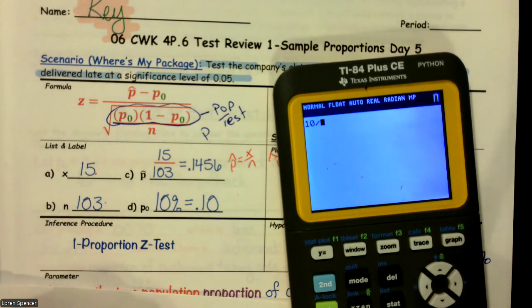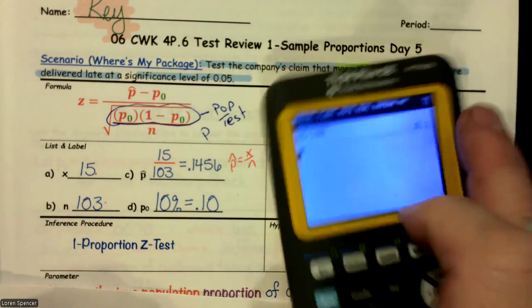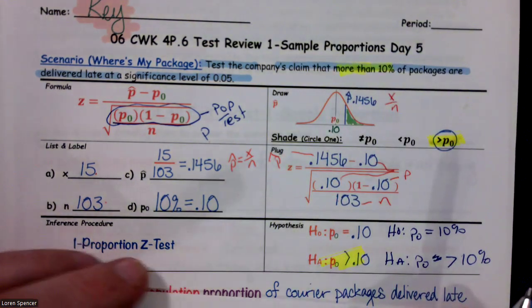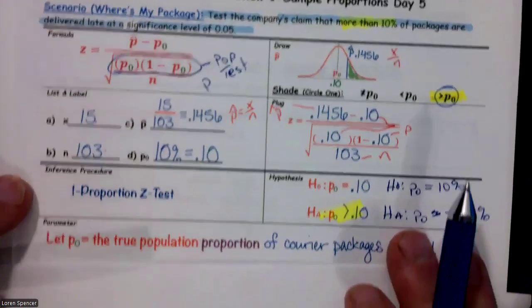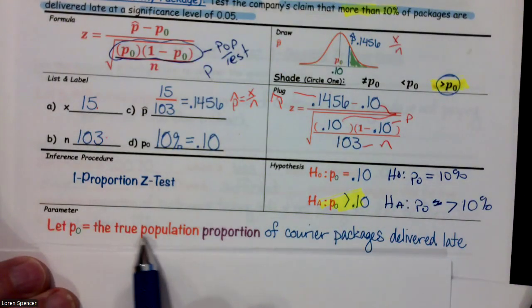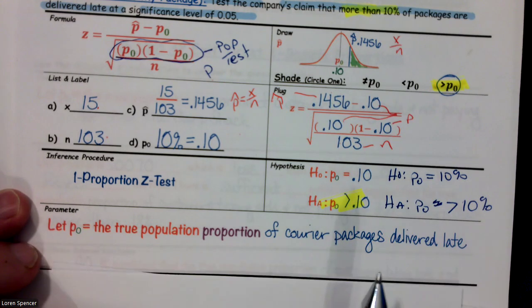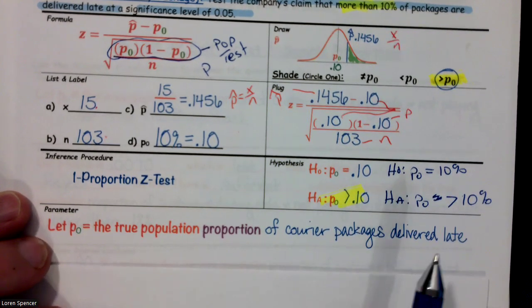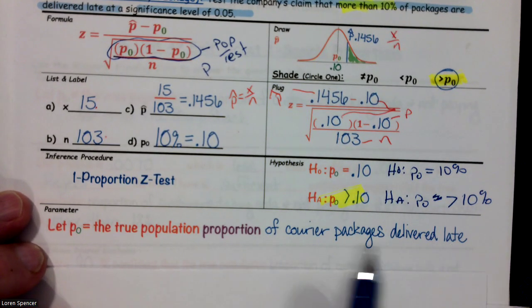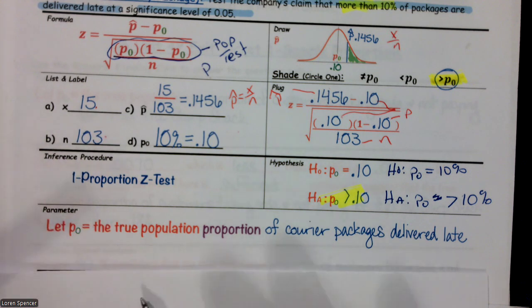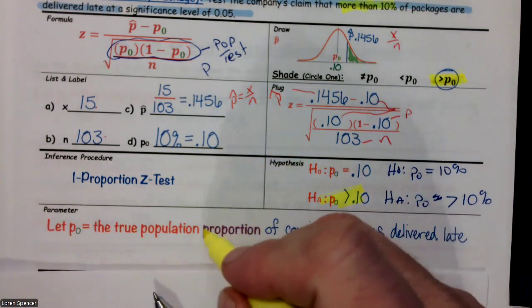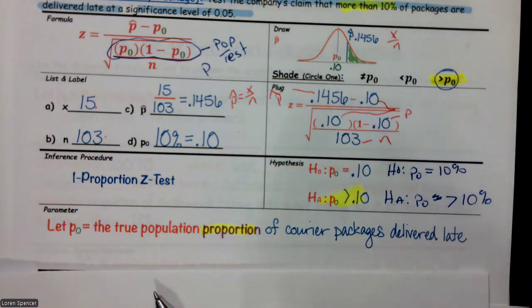So 10 divided by 100 equals 0.1, and that's where that came from. Our parameter: let P be the true population proportion of courier packages delivered late by Emma's company. We want to make sure that we have a proportion, and this is our context. Then we need to look at our conditions.